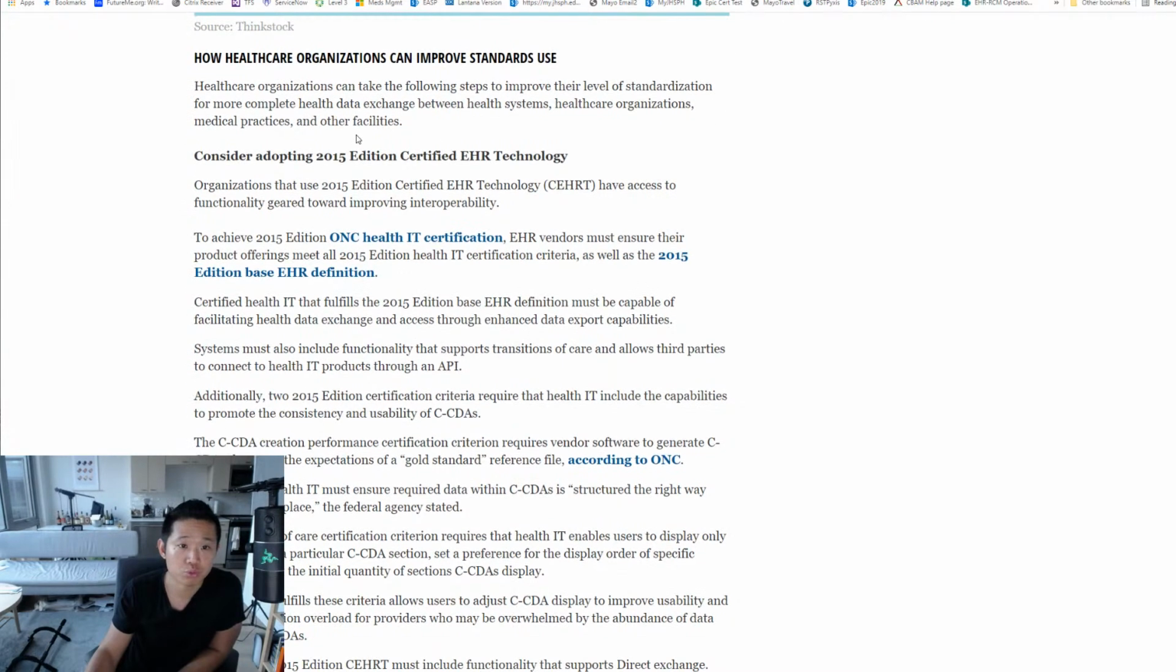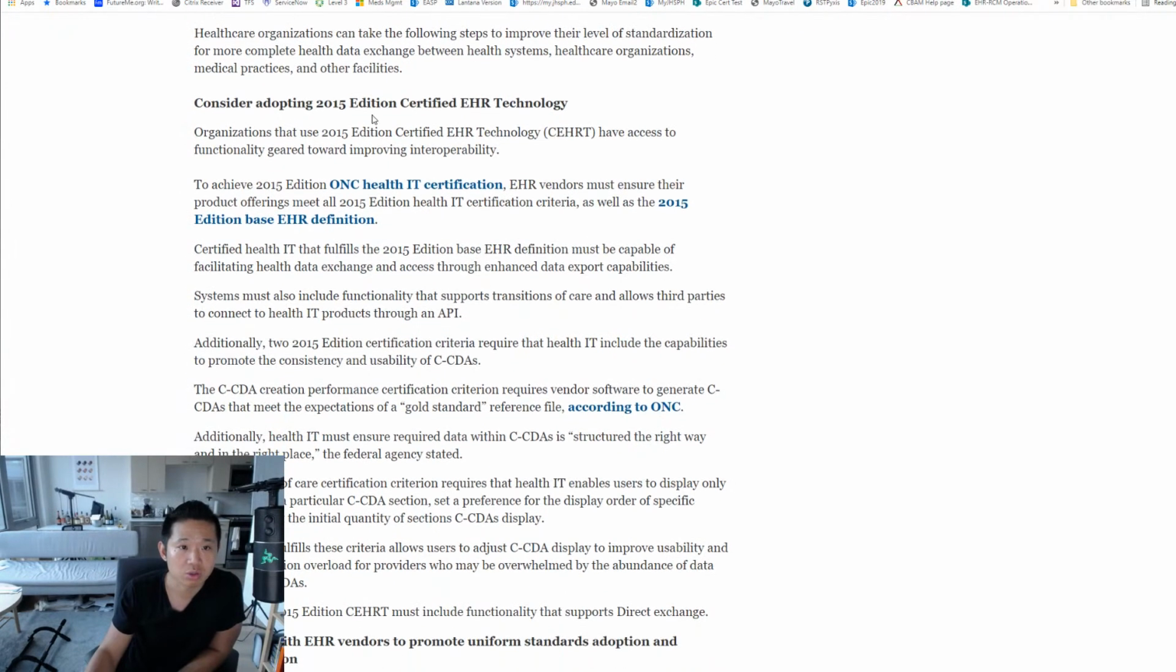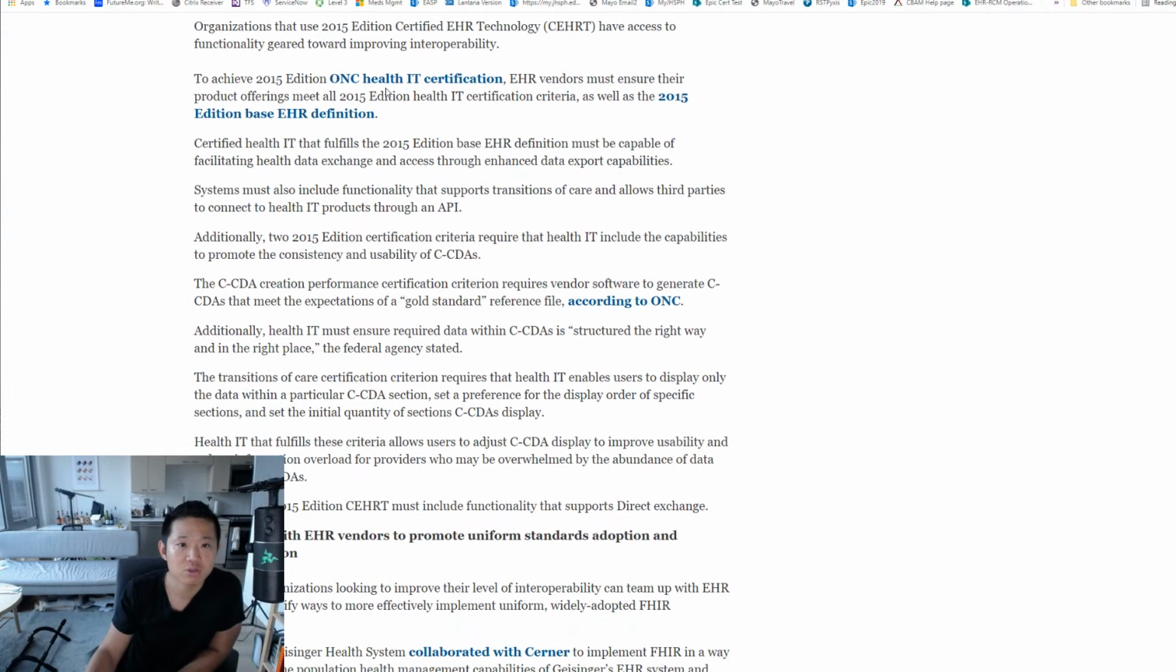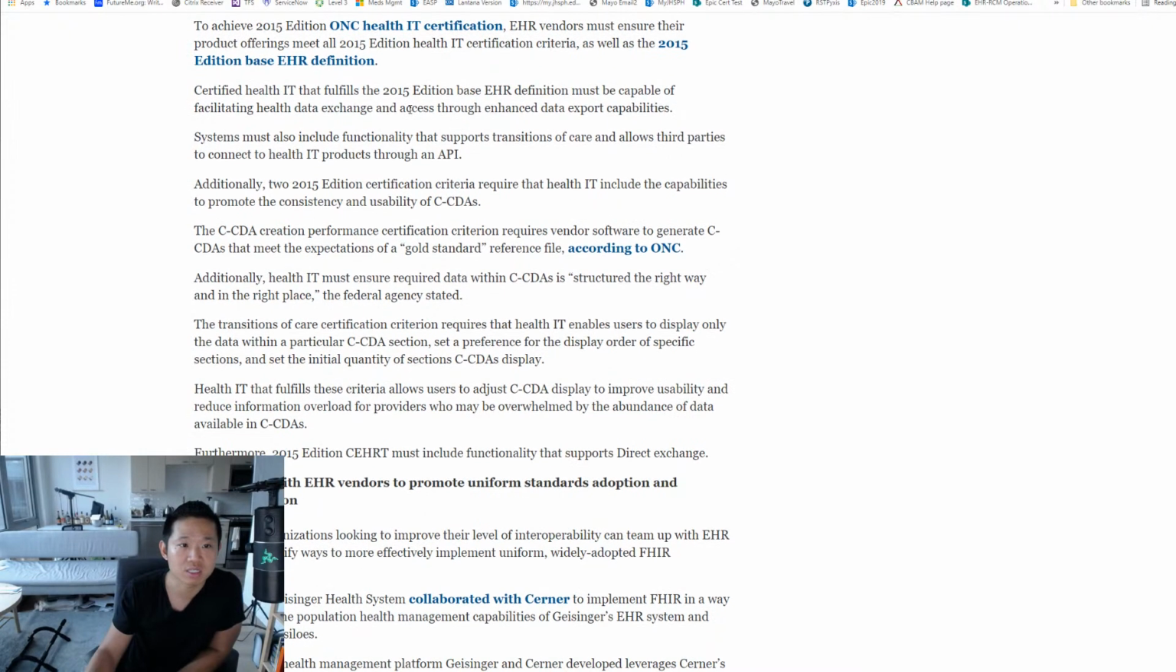So how can we improve standards use? So one is to adopt 2015 edition certified EHR technology. To achieve the 2015 ONC Health IT certifications, EHR vendors must ensure their product offerings meet all of the certification criteria as well as the 2015 edition base EHR definition. Certified Health IT that fulfills the 2015 edition base EHR definition must be capable of facilitating health data exchange and access through enhanced data export capabilities.